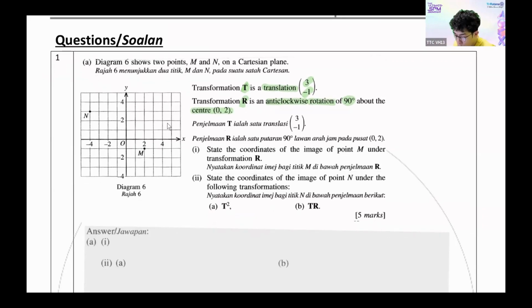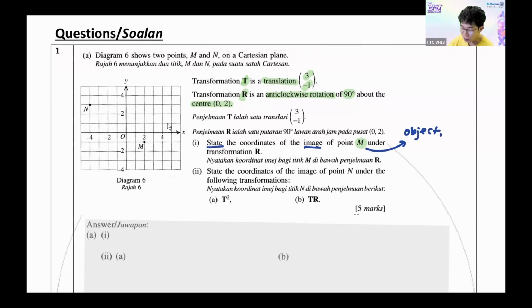They say state the coordinate of the image of point M. What happened is that they ask you to find the image of a specific point M. So what I'm going to do is write it over here. This is the object, of course, because they want you to find the image. You see, state the image. They ask you to state the image.